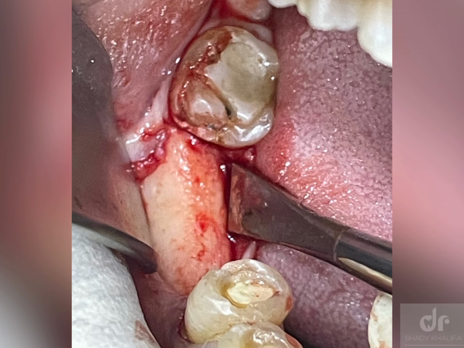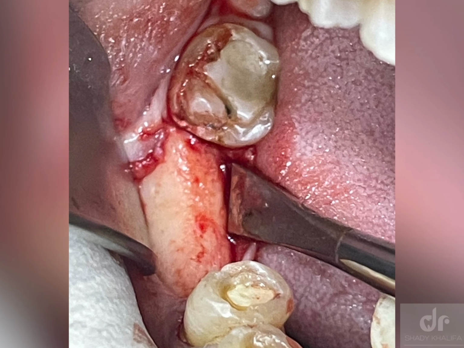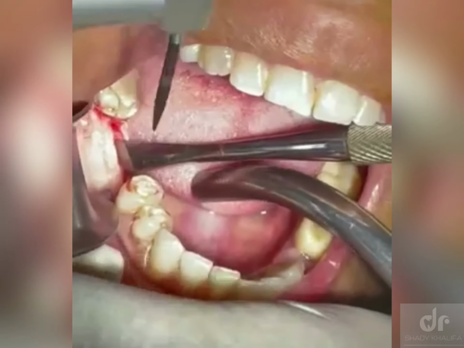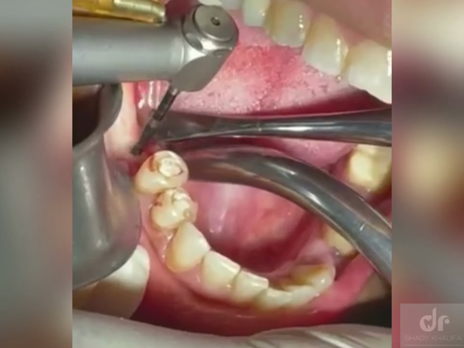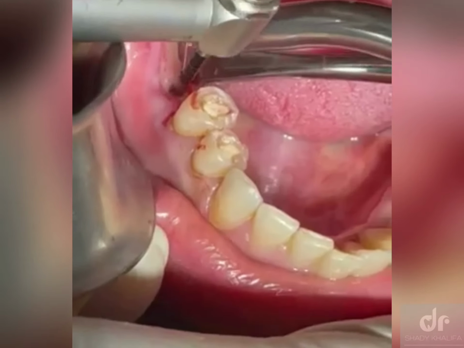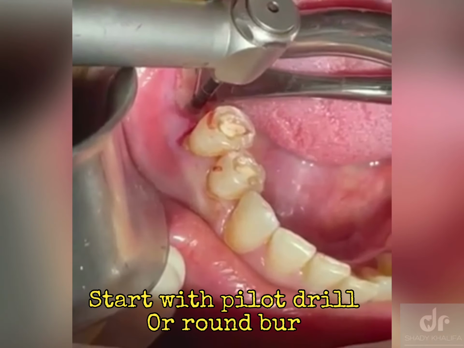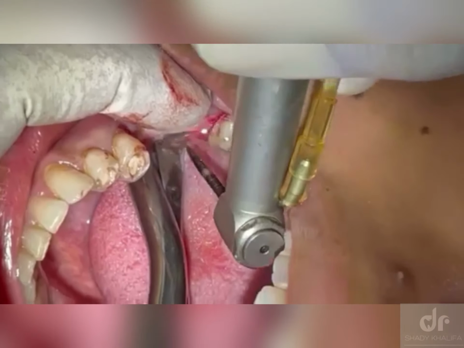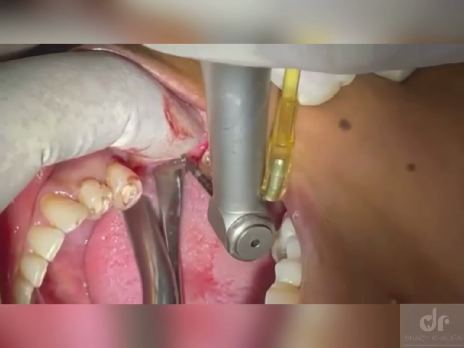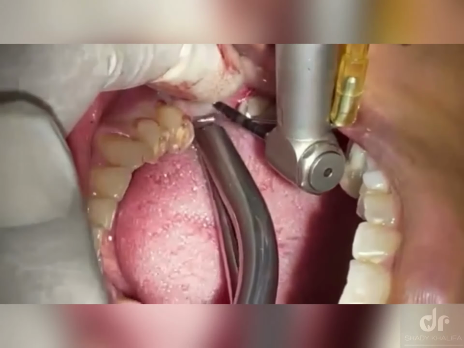In this case, this is the lower wisdom tooth. We are going to treat it later. And now we will start with the pilot drill for the points where we are going to make the implant sites. I started here at the 6, the tooth adjacent to the premolars, and then also the pilot drill for the other side of implant insertion.